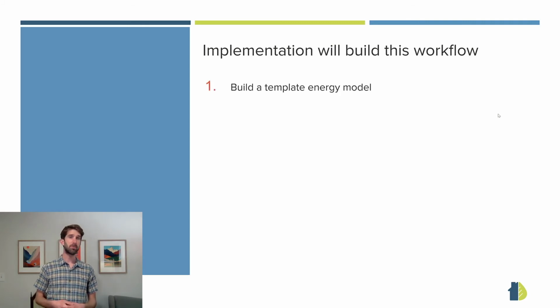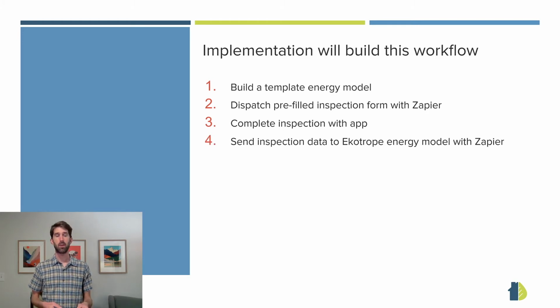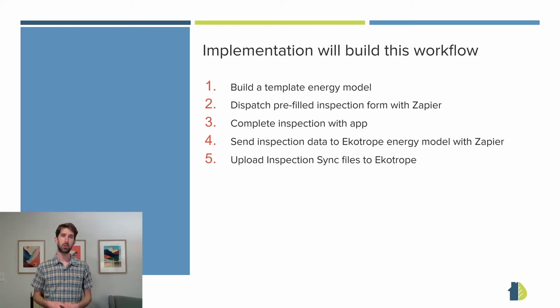I'm going to follow this basic workflow. First, build an energy model in Ecotroph. Second, when an inspection is scheduled or a new row is added to my Google Sheet or Excel or other project management tool, I'll dispatch my inspection form pre-filled with data from Ecotroph using Zapier. Third, a field rater will complete and submit the inspection in my app. And fourth, the app will send that data to an Inspection Sync data file using Zapier. And fifth, I'll upload those data files to Ecotroph to update the energy models. This is how it's done.